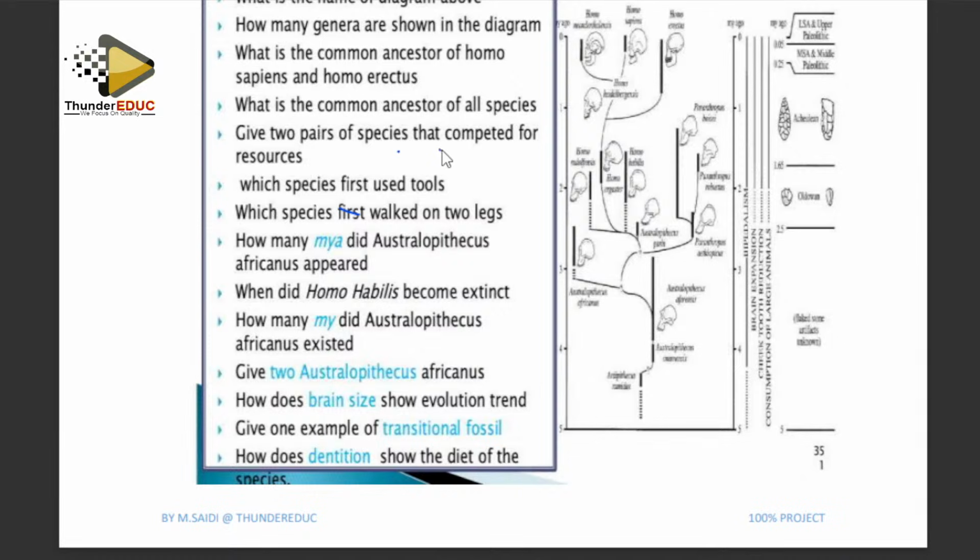Give the 2 species that competed for resources. We're done. First use tools. We are done. Which species first walked on 2 limbs? If the question is just like that, it is Homo erectus. That's what we said. We say that erectus means upright. So the upright walking man. Homo erectus.